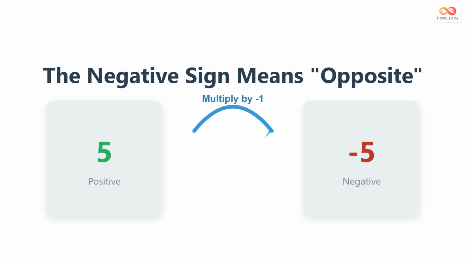You can also think of the negative sign as a command meaning the opposite. Just like negative 5 is the opposite of positive 5, a negative sign in front of a group tells you to take the opposite of everything inside that group. It turns positives into negatives and negatives into positives.